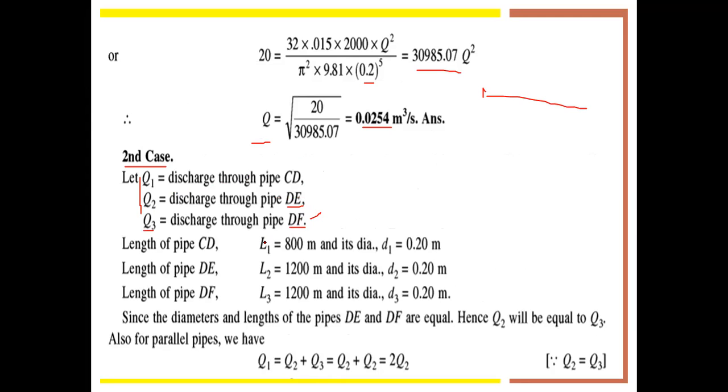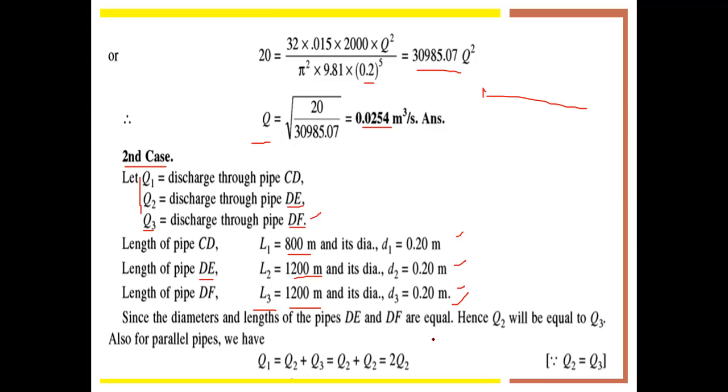Now what is the length of the pipe CD? Length of the pipe CD is equal to 2000 minus 1200, that is L is equal to 800. So L 800 is not given in the question, but we have to subtract by drawing the figure, by showing the figure. Next, the length of the pipe DE, L2, is equal to 1200 meters as shown on the figure. The diameter is the same, therefore the velocity also will be the same.